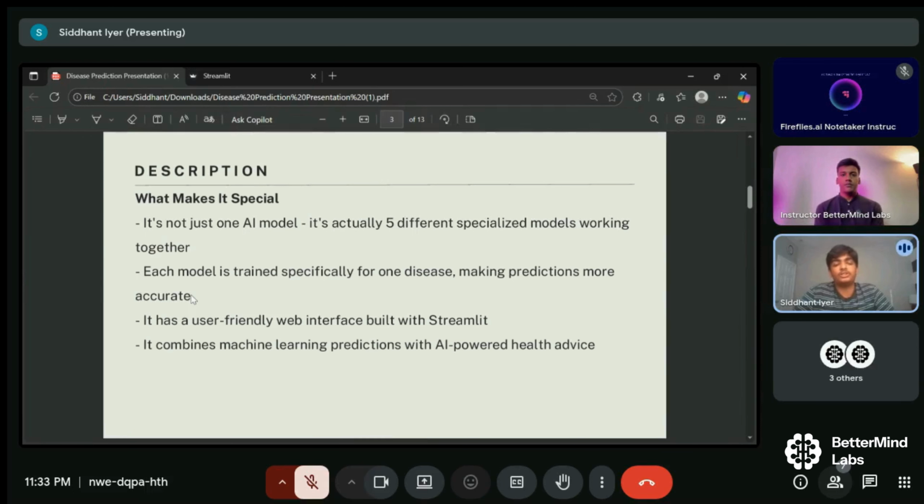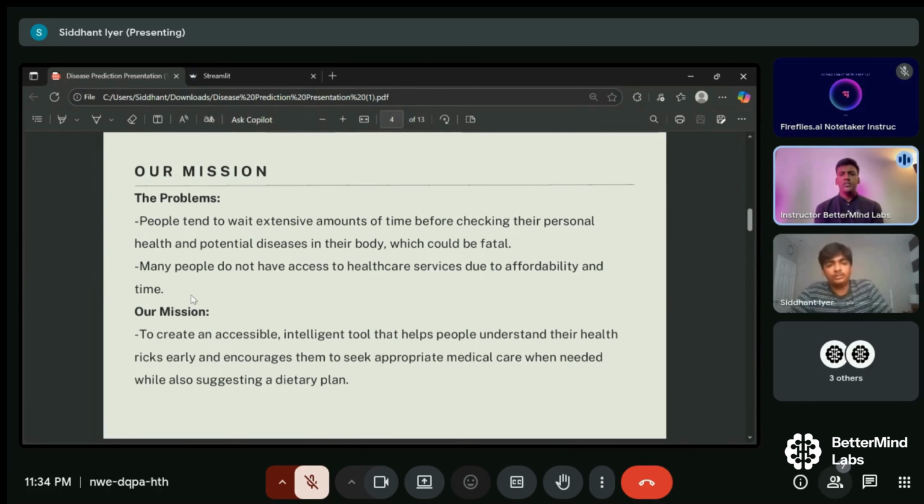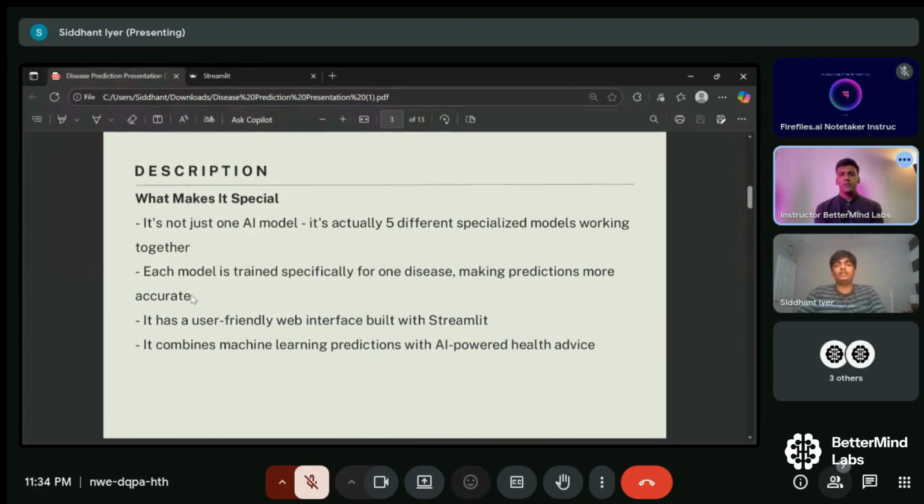Understood. So what makes it special is that it's actually 5 models. It's not just one. They all work together to make predictions more accurate. And we use Streamlit for the web interface. Why Streamlit, by the way? It was so that it would be a user-friendly experience. It's much more clean and it's nice for inputting, I think.